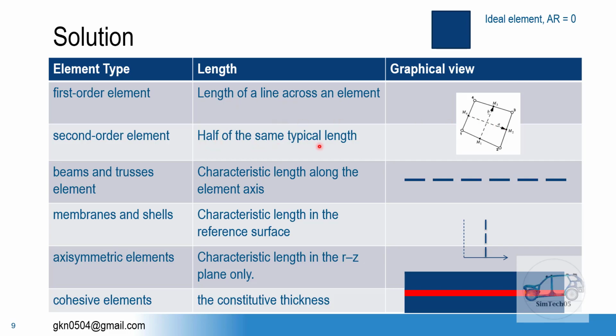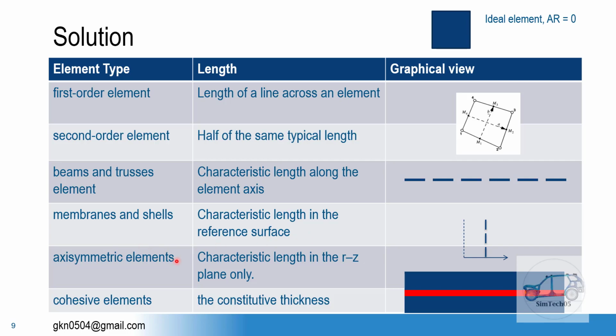For the second order, it will be half of the actual length. Why? Because within the second order element, we must have one mid node, so it will be half. For the beam element, it's simply the length of the element along its axis. For the membrane, the characteristic length is the length of an edge within the reference surface.